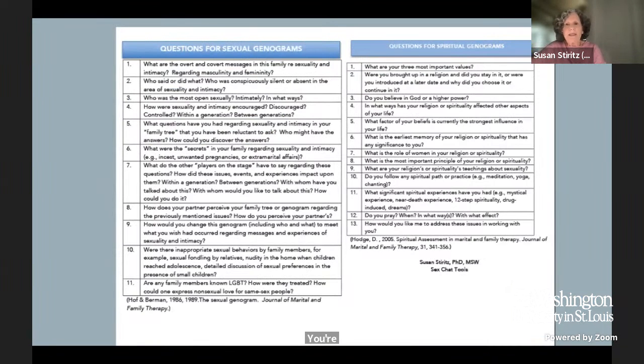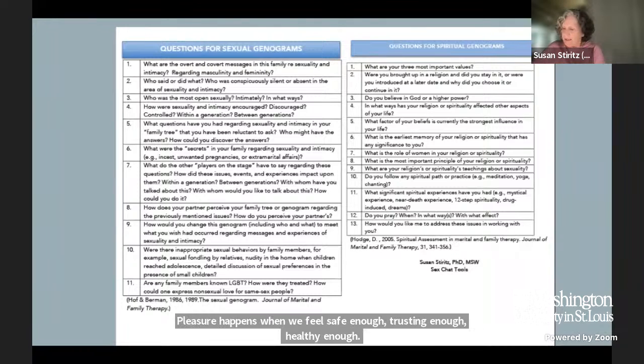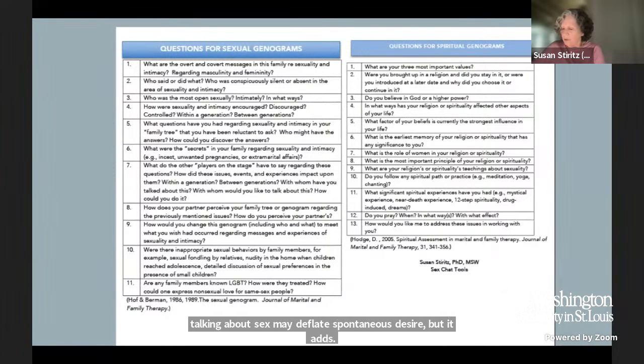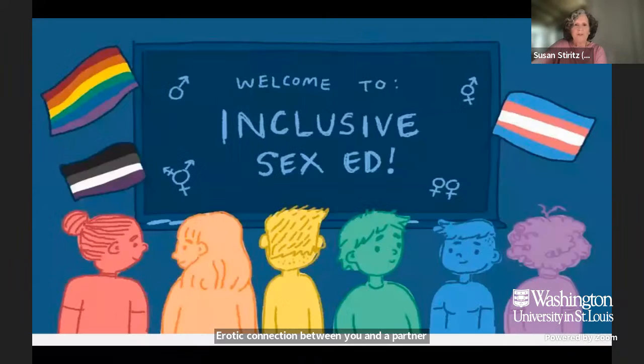The pleasure domain asks you, how much do you block your pleasure and how much do you let it come through? Pleasure is the measure of wanted success, not desire. Pleasure happens when we feel safe enough, trusting enough, healthy enough. If the idea of talking about sex or making a plan feels unnatural, I acknowledge the reality that talking about sex may deflate spontaneous desire, but it adds to erotic connection between you and a partner. So it's a pleasure domain.